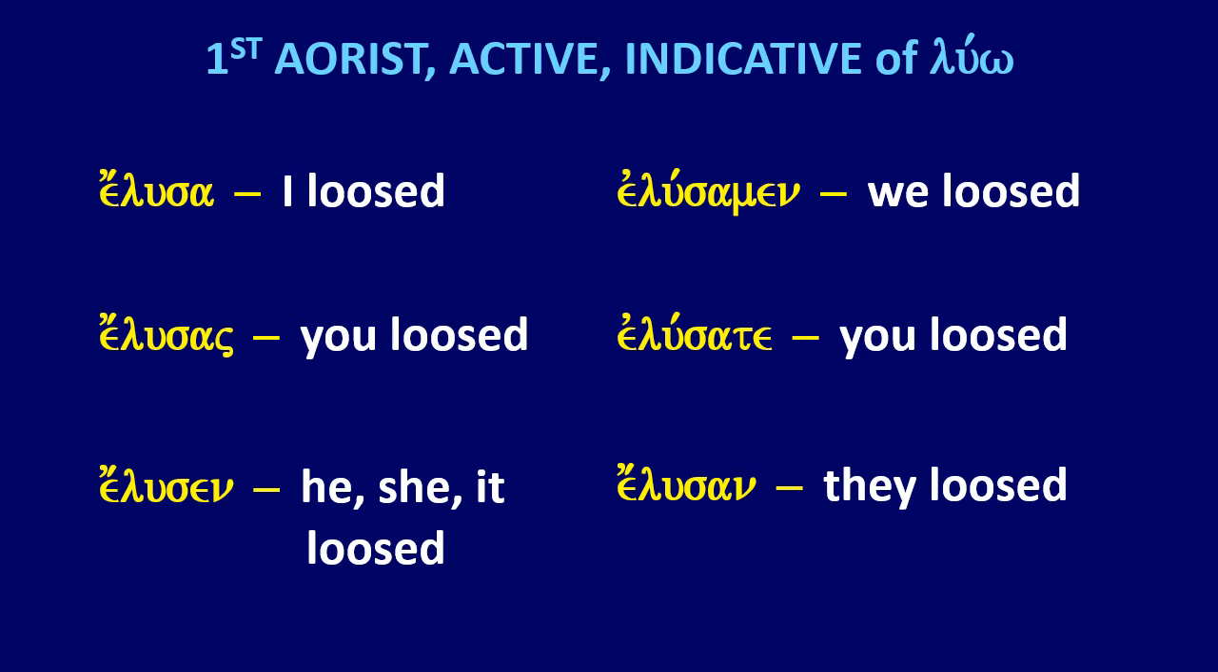And just in terms of review, here again is the paradigm for the first aorist active indicative forms of luo. And so you have first person singular, elusa, I loosed, second person singular, elusas, you loosed, third person singular, he, she, or it loosed, elusen, and then first person plural, elusamen, we loosed, and second person plural, elusata, you or ye loosed in Old English, and then third person plural, they loosed, elusan.